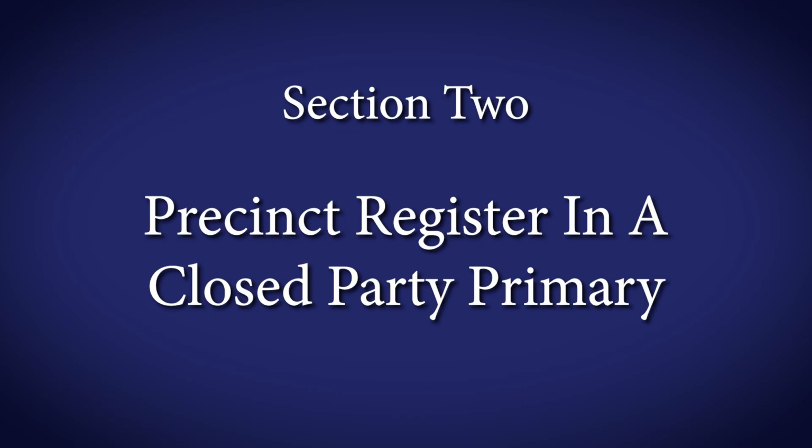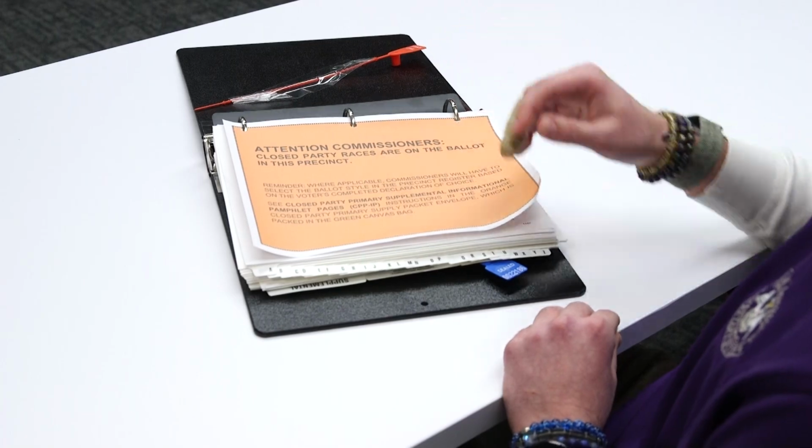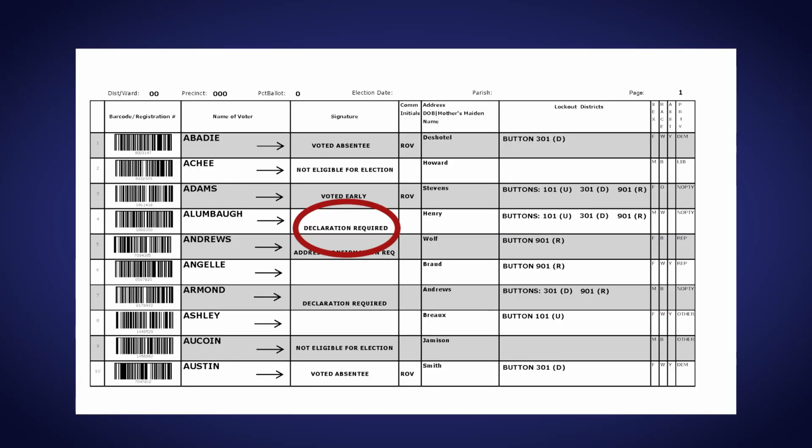Section 2. Precinct register in a closed party primary. When you arrive on Election Day, look for a closed party primary precinct register cover page in the front of your precinct register. If your register has the closed party primary precinct register cover page, but you do not have a closed party primary supply packet in the green canvas bag, contact your clerk of court immediately. The precinct register will also show special notations such as declaration required for no party voters and not eligible for election for voters who cannot vote in the closed party races.